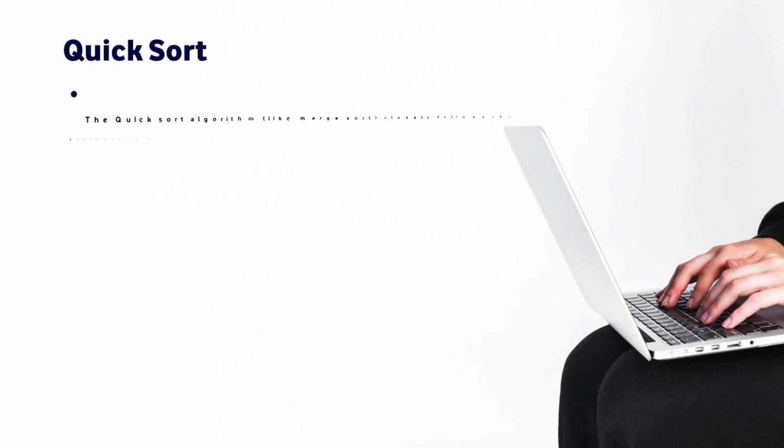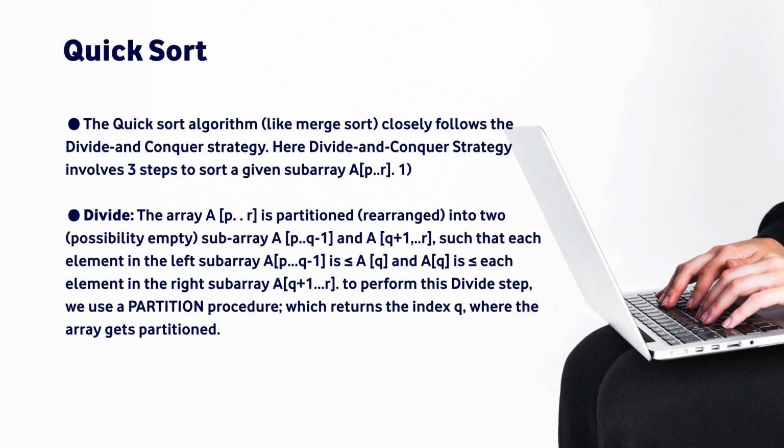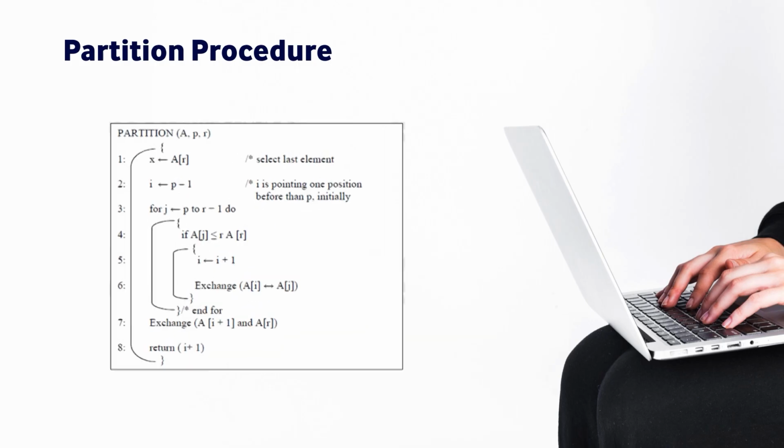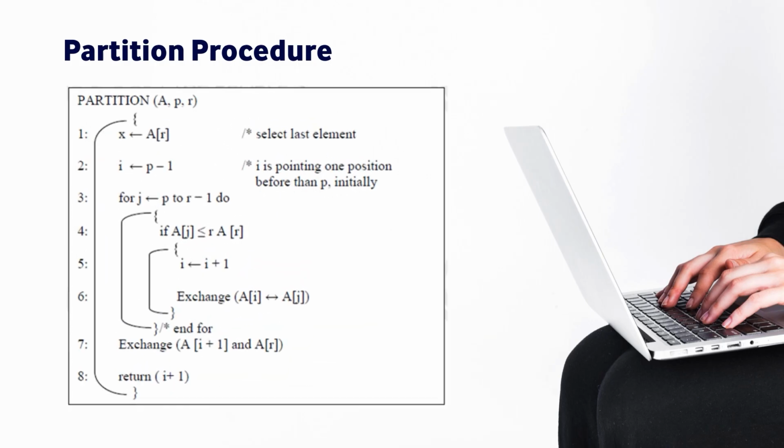Okay. So quick sort is again based on the same thing: you have to divide the list into two parts and then you have to conquer it, which means you have to call the procedure on those two lists recursively and then you have to combine it. Okay. So you check the partition procedure, that is again the heart of the quick sort.